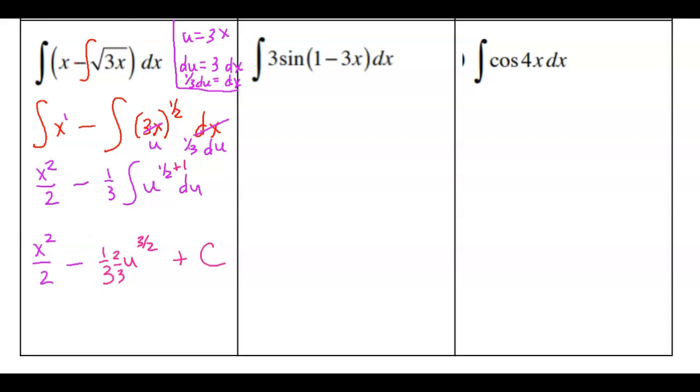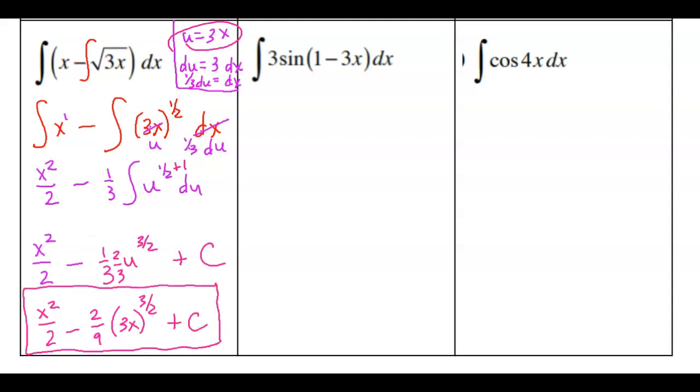Now notice this is in terms of u. So I need to go back and substitute my u back in. So x squared over 2 minus 2/9, 3x to the 3/2 plus c. Okay. So don't overlook, anytime you have a quantity, you do need to do a u substitution.